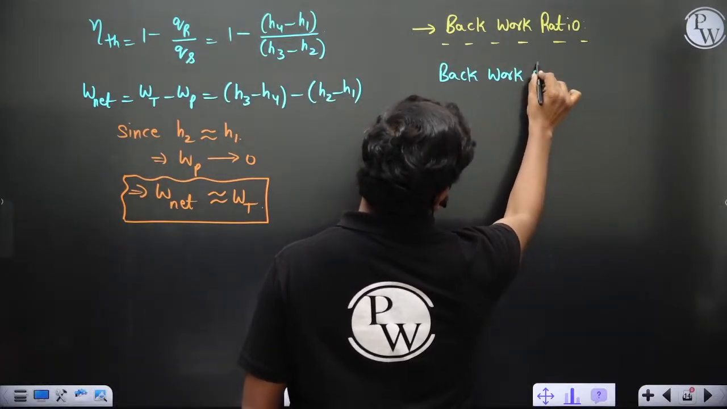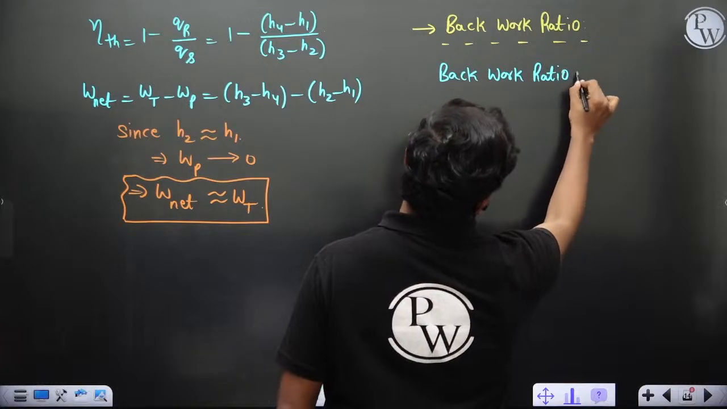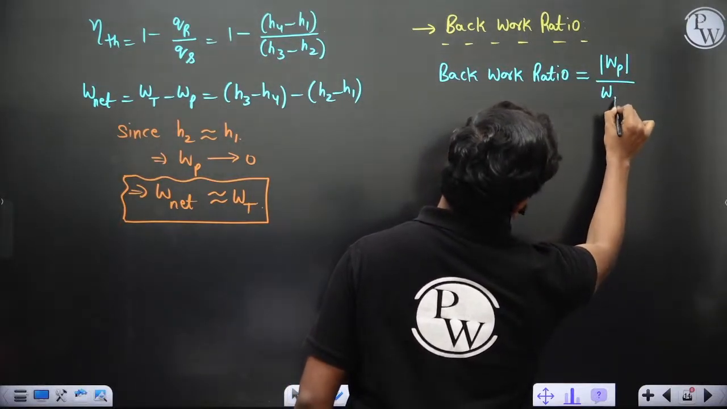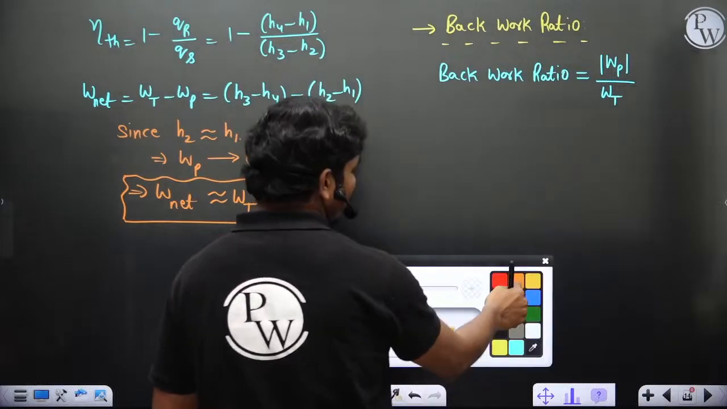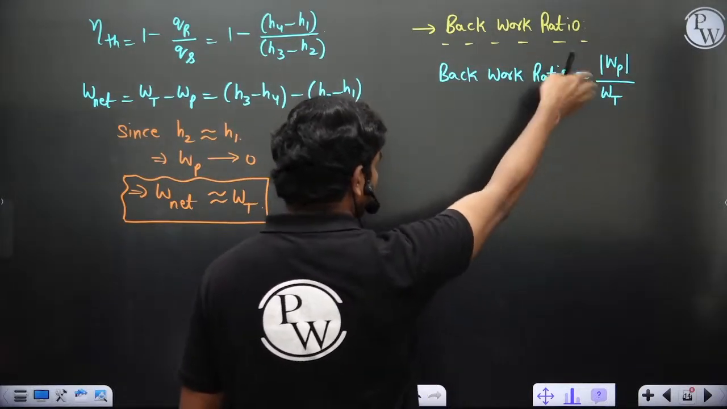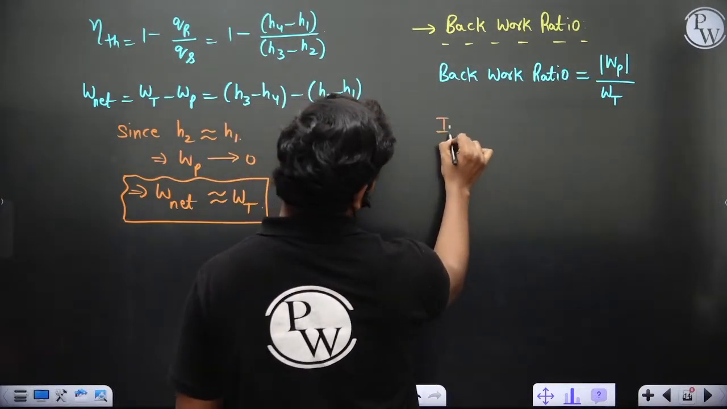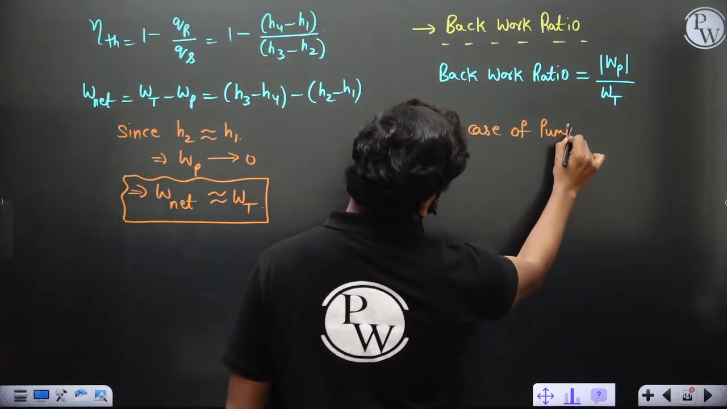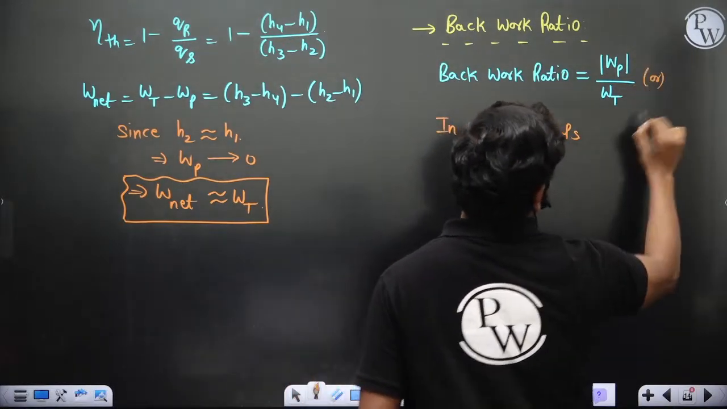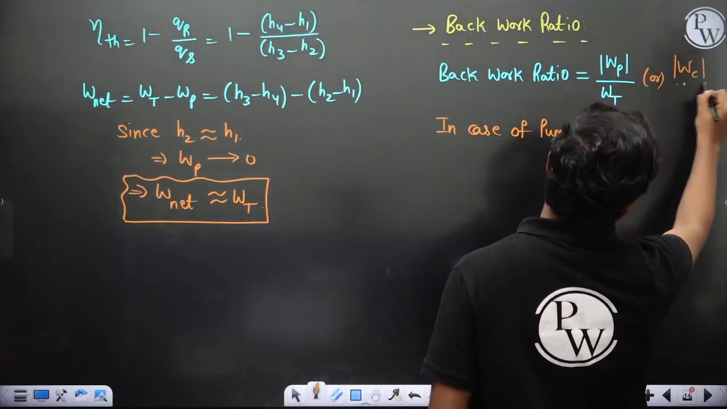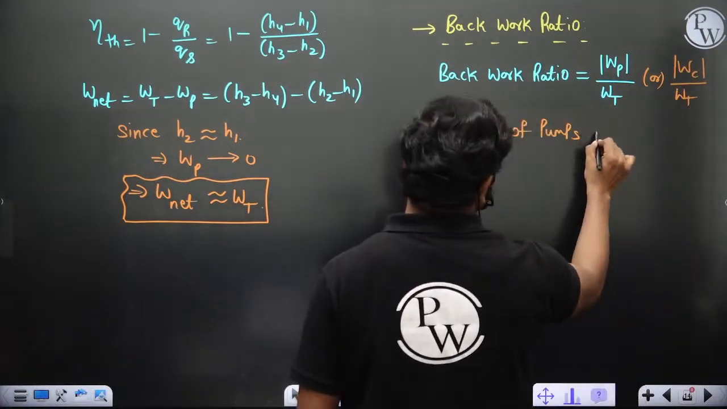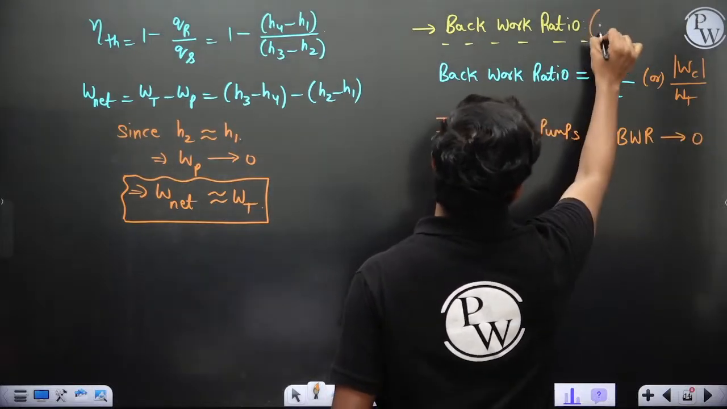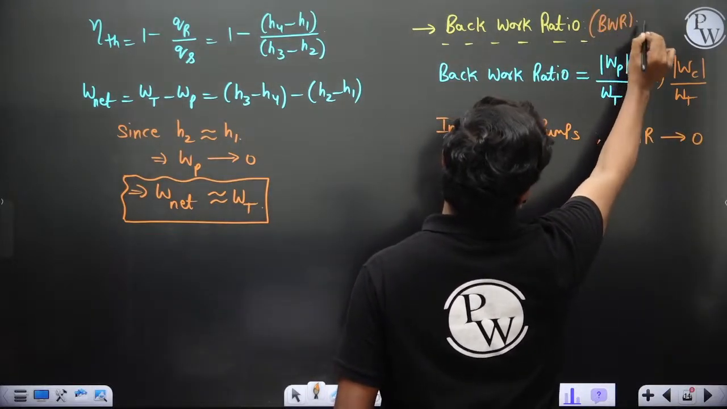back work ratio is the work given to the pump divided by the work produced by the turbine. That ratio means out of the generated work, how much is given back. In the case of compressors, you can also write it as the magnitude of work given to compressors by turbines. In the case of pumps, this back work ratio is almost 0. This is what BWR is.